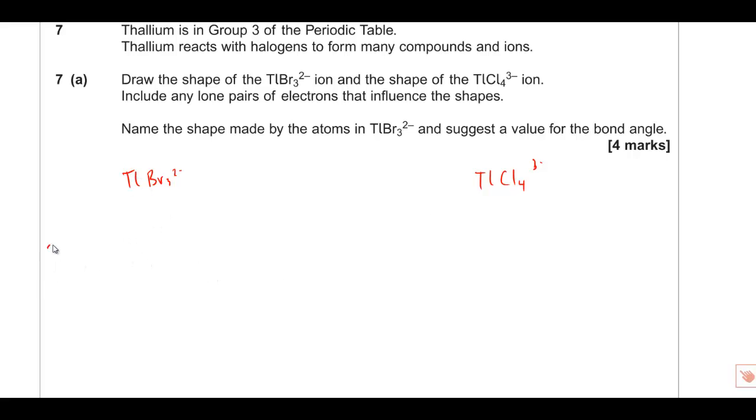So TlBr3 2-. Let's look at this. So Tl has 3 electrons in its outer shell. Bromine each brings 3, so that gives us a total of 6. It's 2-, so we add 2, that gives us 8. 8 divided by 2 is going to be 4. That tells us we've got 4 pairs of electrons. 3 things are bound, therefore 3 of those pairs must be bonding pairs, the other one must be a lone pair. Therefore we're going to have our lone pair here. Looks like a ghost or an alien.